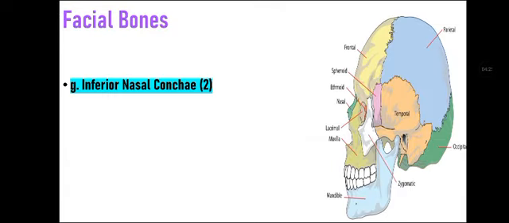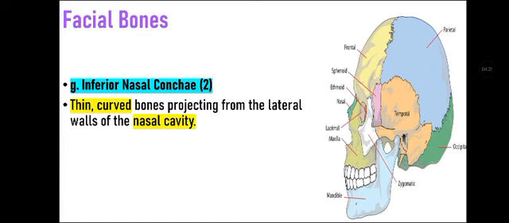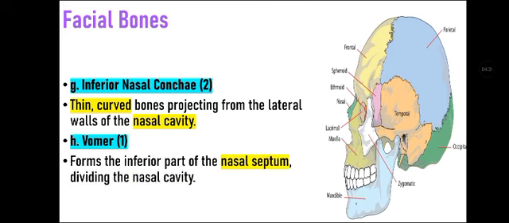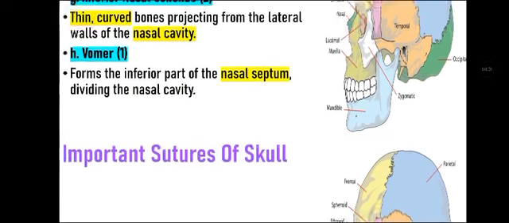Next, in facial bones we have the inferior nasal conchae, that are also paired bones. They are thin curved bones projecting from the lateral wall of the nasal cavity. Next we have the vomer, that is an unpaired bone. It forms the inferior part of the nasal septum dividing the nasal cavity.